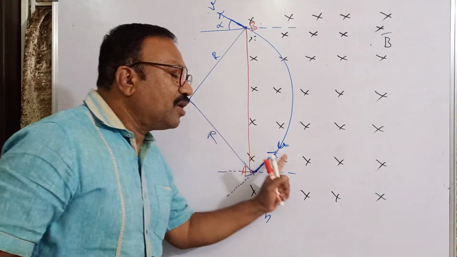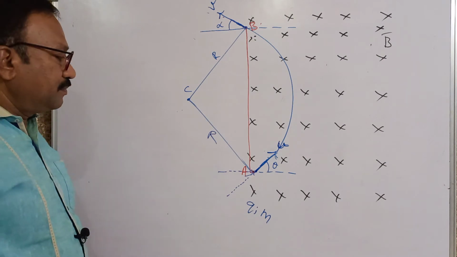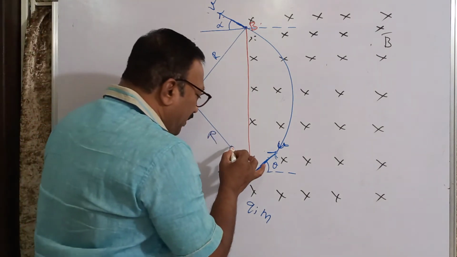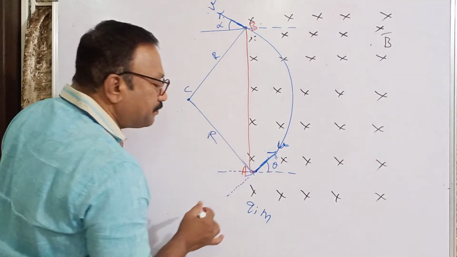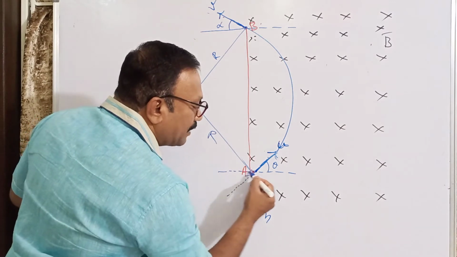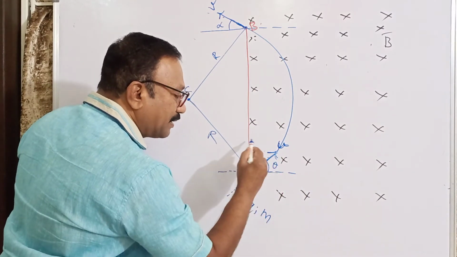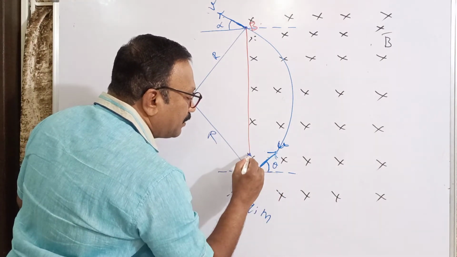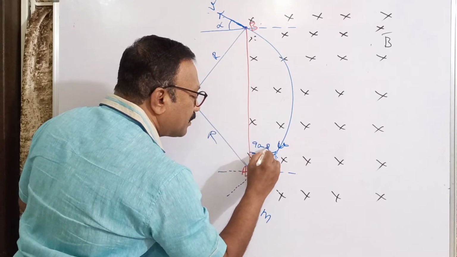And radius and velocity are perpendicular to each other. So now let us try to answer the questions. Let me find out this angle now. Observe carefully. This is a horizontal line. This is a vertical line. This total angle is 90 degrees. So if this is theta, this has to be 90 minus theta.